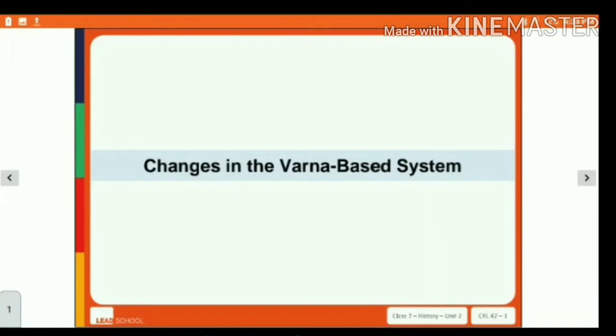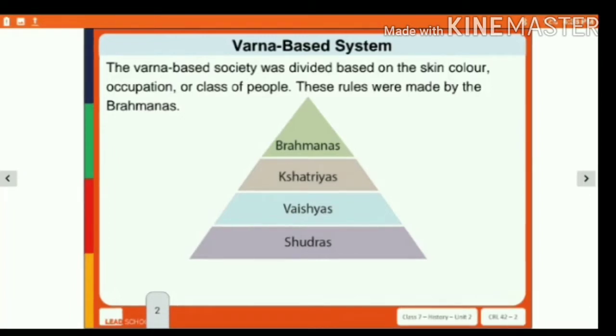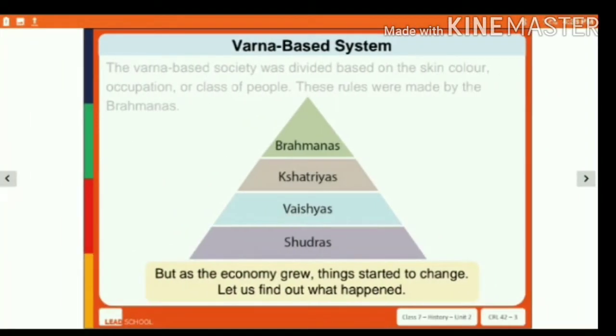Students, in last class we discussed the various nomadic communities. Now we are going to discuss the changes in the Varna based system. The Varna system or society was divided on the basis of skin color, occupation or class of people. These rules were made by the Brahmins because they were on the top of the tier system.